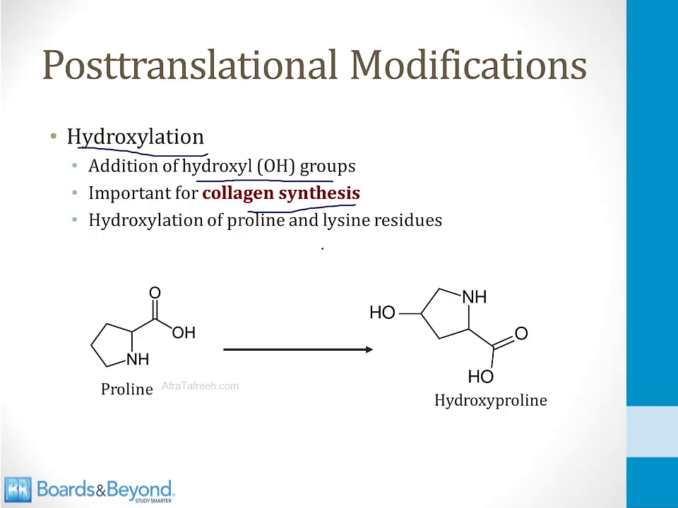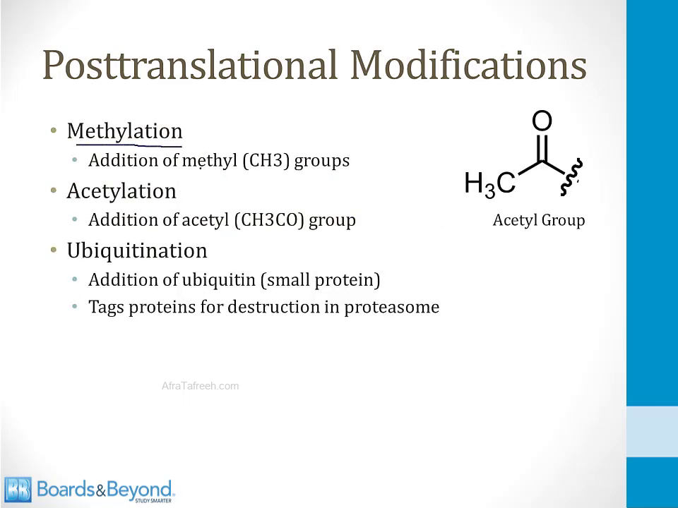In collagen synthesis, proline and lysine amino acids in proteins are hydroxylated. For example, proline is hydroxylated, meaning a hydroxyl group is added. This creates the amino acid hydroxyproline, which is found in collagen molecules. Methylation is the addition of a methyl group, a CH3 group, to a protein. Acetylation is the addition of an acetyl group, a CH3CO group, to a protein. This is what an acetyl group looks like shown on the screen here.